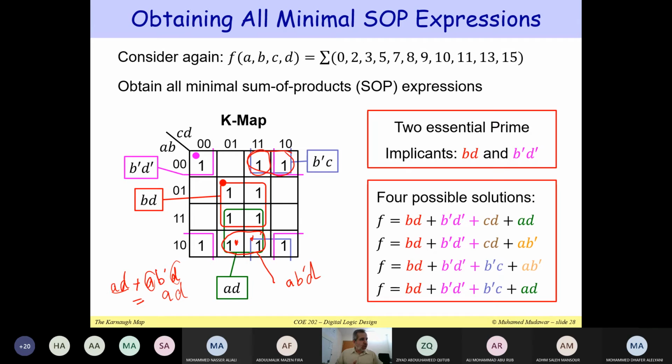Look for the prime implicants, look for the essential prime implicants. You know that the essential prime implicants have to be part of any solution. Sometimes you can get multiple solutions. This is good. Like we had here 4 possible solutions. So you have to include BD and B prime D prime in every possible solution. The choice of the remaining 2 prime implicants, you can choose them differently because they are not essential. You have multiple possible solutions.